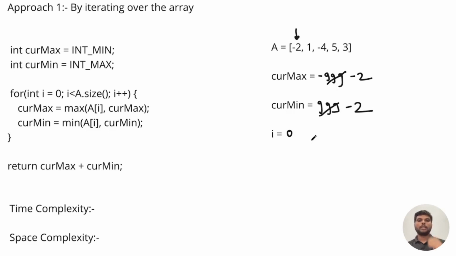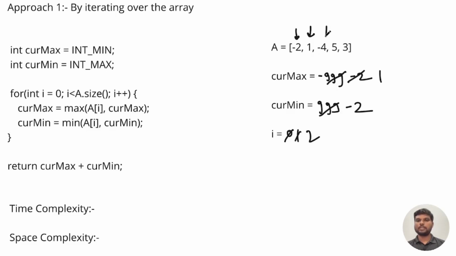Then we will increment I, so I will become 1 and we will start processing this element. Again we will check the maximum between these two, 1 and -2. So the maximum is 1, right? So we will assign 1 to the current max. And in this step, like in the second step, we will check the minimum between A[i], which is 1, and -2. As -2 is lesser, we will keep the value of current min as -2 only. Then we will increment I again.